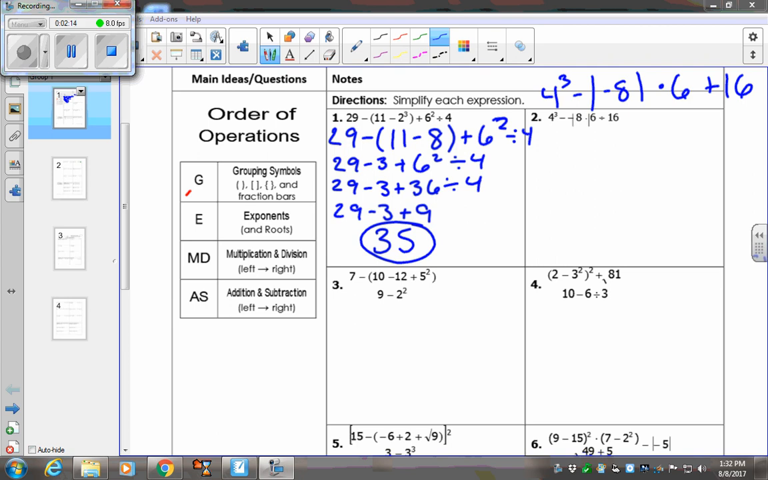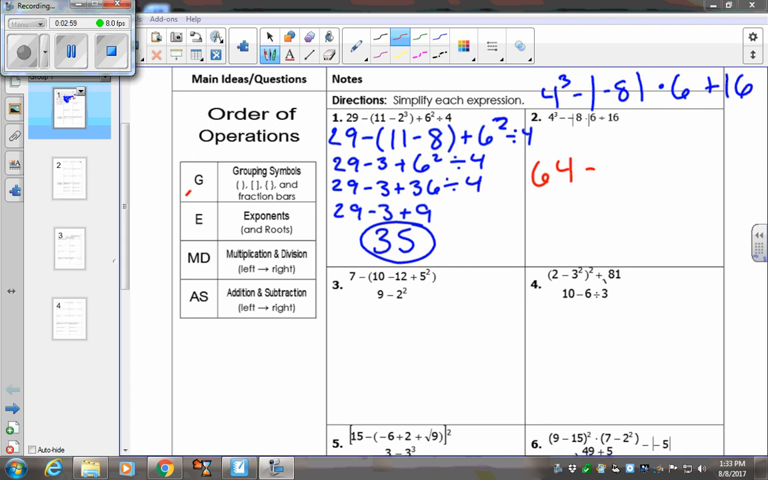So first off, do I have any parentheses? Absolute value is not parentheses. No. So next I do exponents. What is 4 cubed? We have calculators in the back if you need them. Is it 64? Yes. So 64 minus, what is negative 8 absolute value of it?